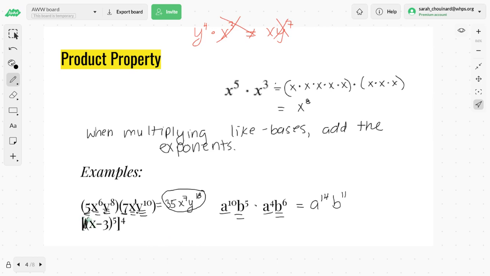So this problem should be on another slide. I'm just going to cross that out for a quick minute. I think it just bumped up to this one by accident. So those are our product property examples.